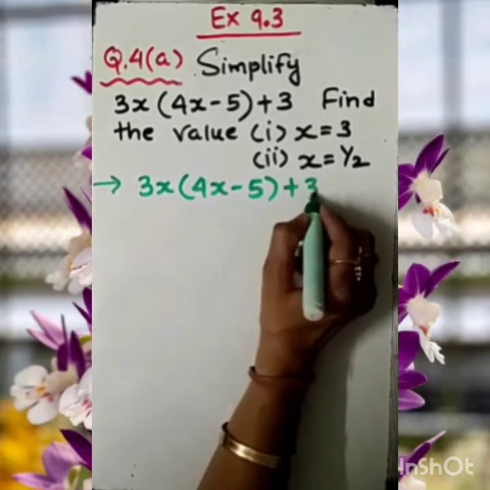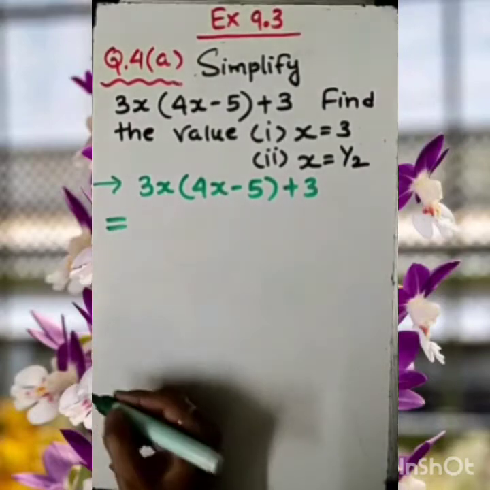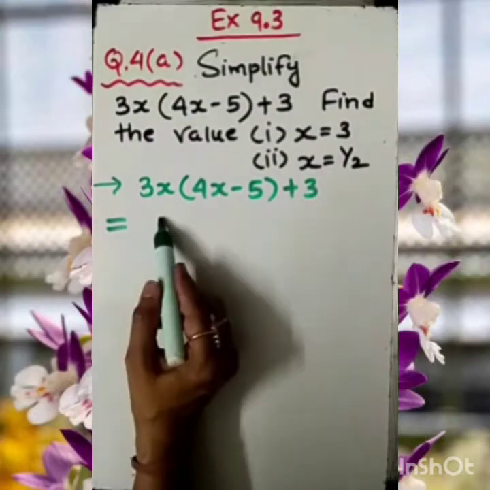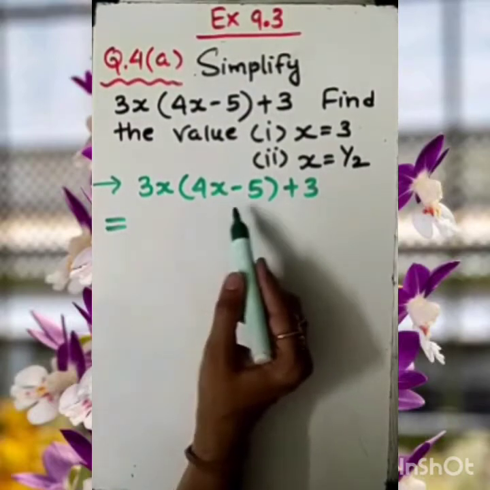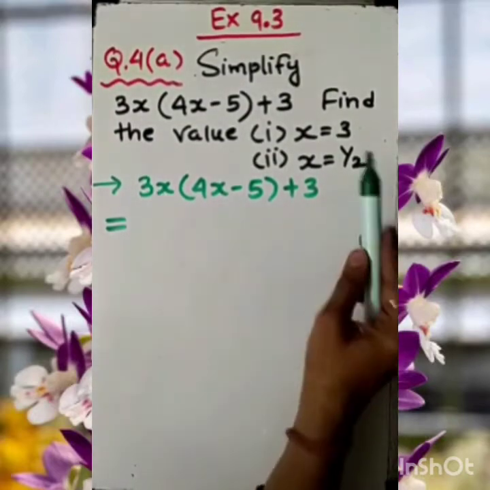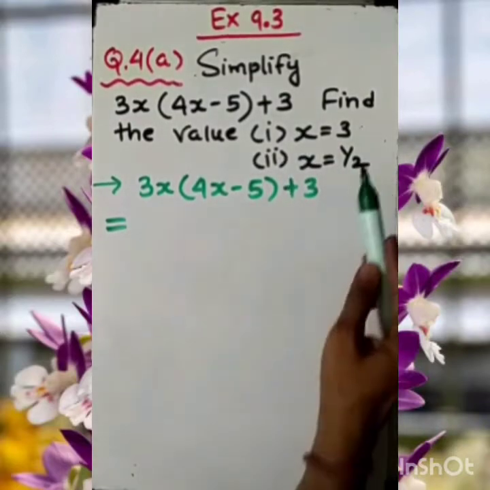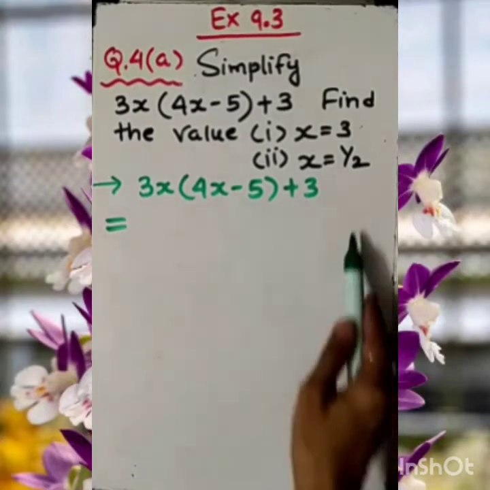First we will solve this. Let's see how to go. First, I am writing this expression: 3x(4x - 5) + 3. And for the different values x equal to 3 and x equal to 1/2, we have to find the value of this expression.